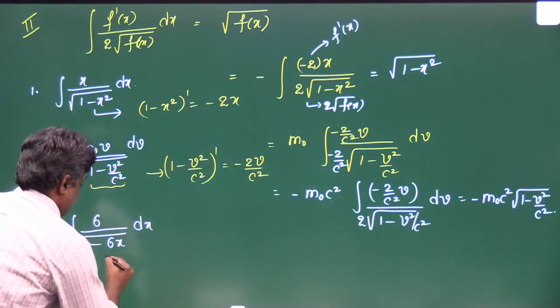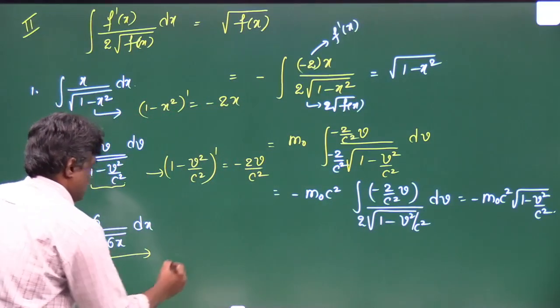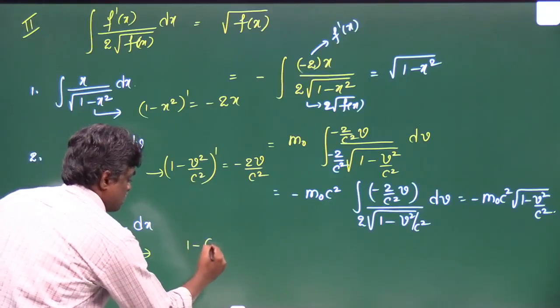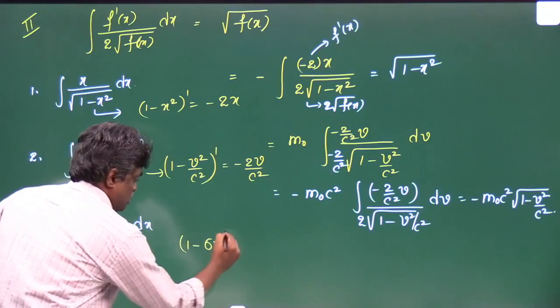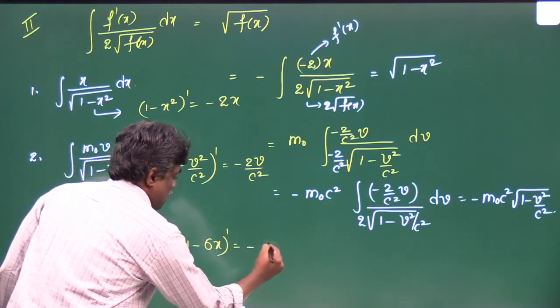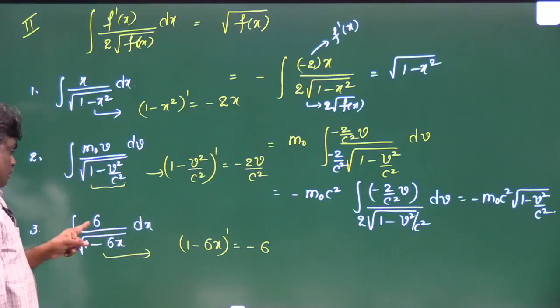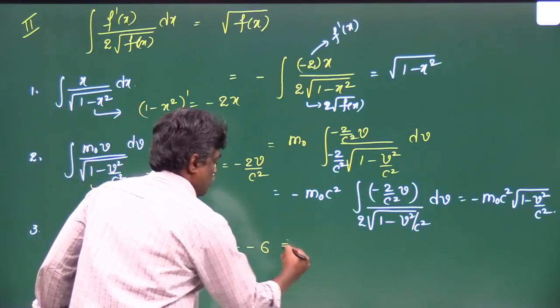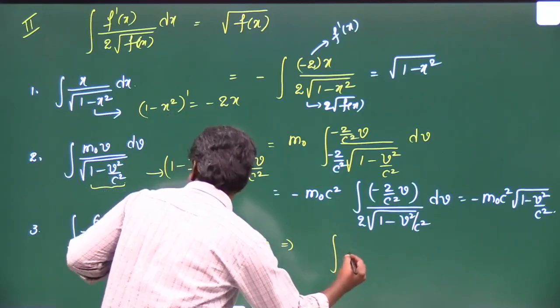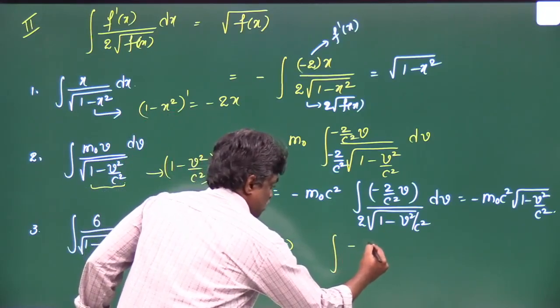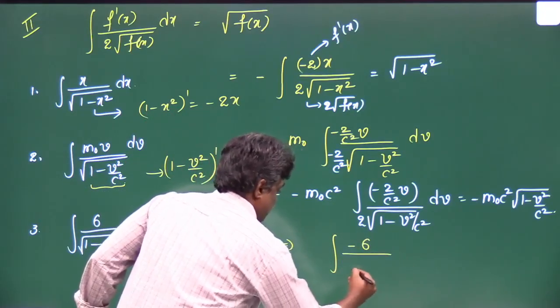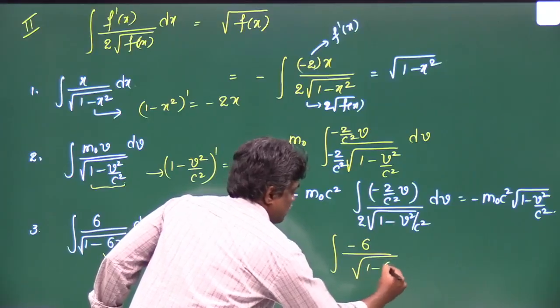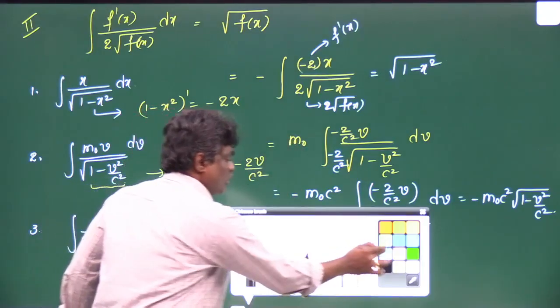Now here I am taking this function, that is 1 minus 6x. Differentiation is simply minus 6. Here we have 6 but minus 6 is not there, so no problem. Integral whatever you want, please write down minus 6 by under root 1 minus 6x. So no need to worry.